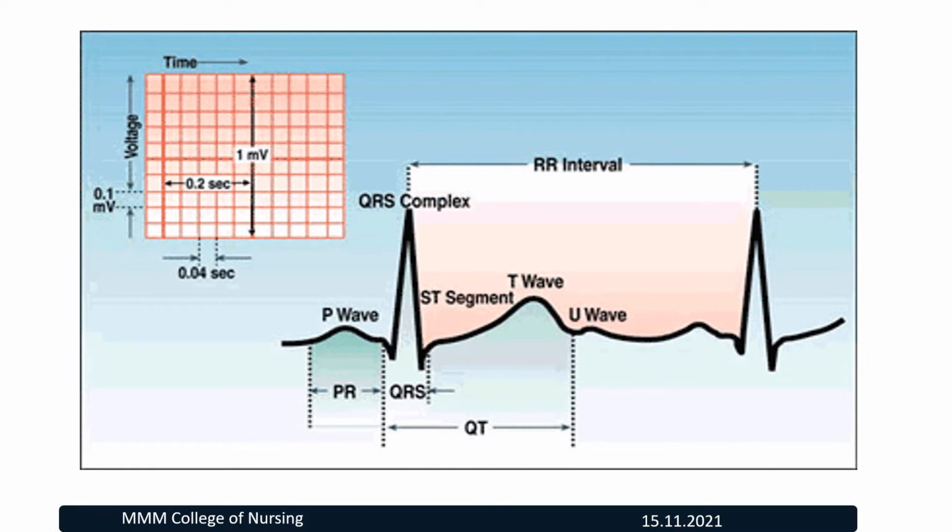Here, if you see the small box, each small box takes 0.04 second to move on that ECG paper, and the one large square box, the whole box it is covering, the arrow shows 0.2 second. Like that, 5 large boxes contained make 1 second.